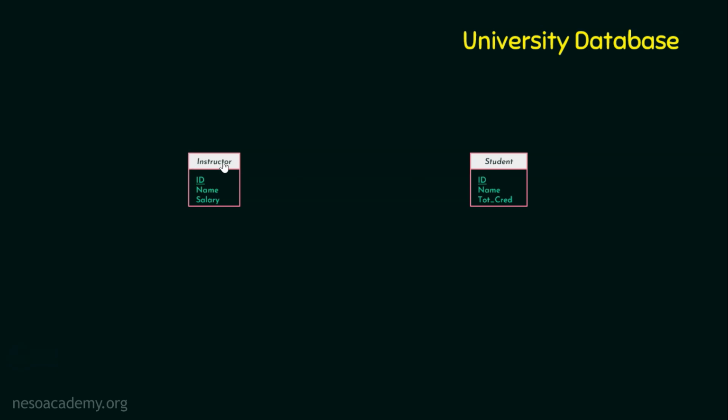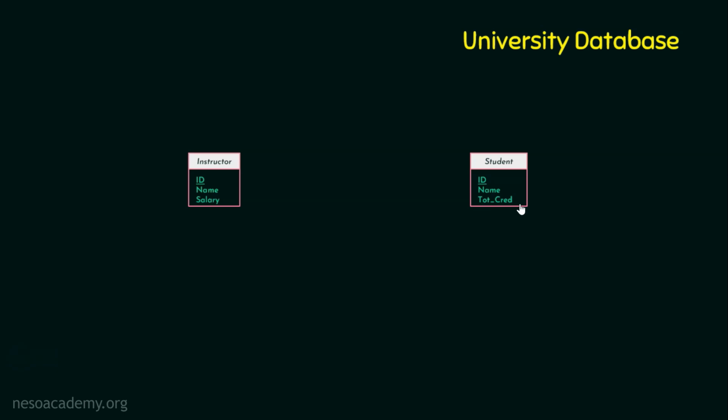Now, if you talk about the instructor entity, what are all the attributes we have? The instructor ID, the name of the instructor, and the salary. This instructor relation may have any number of attributes. Considering the space constraints, I am just projecting only three attributes: the instructor ID, the name of the instructor, and the salary of the instructor. Coming to the student entity set, we are dealing with only three attributes: the student ID, the name of the student, and the total credits.